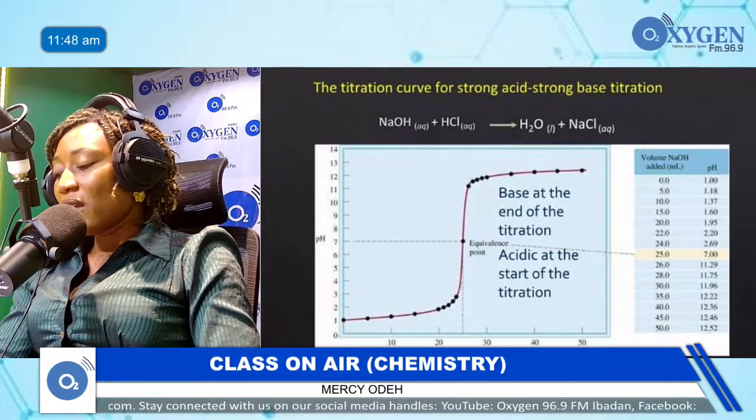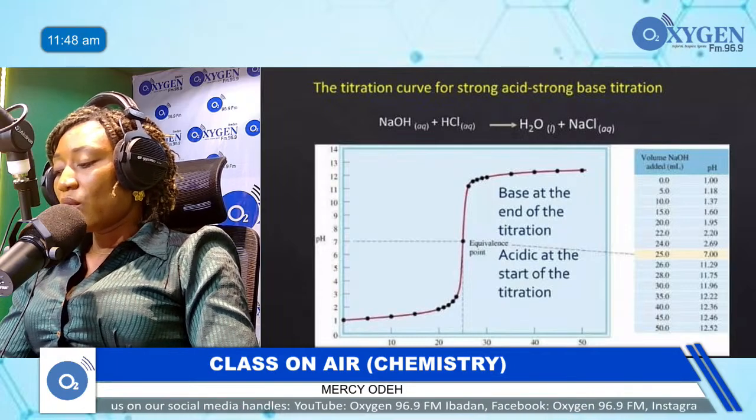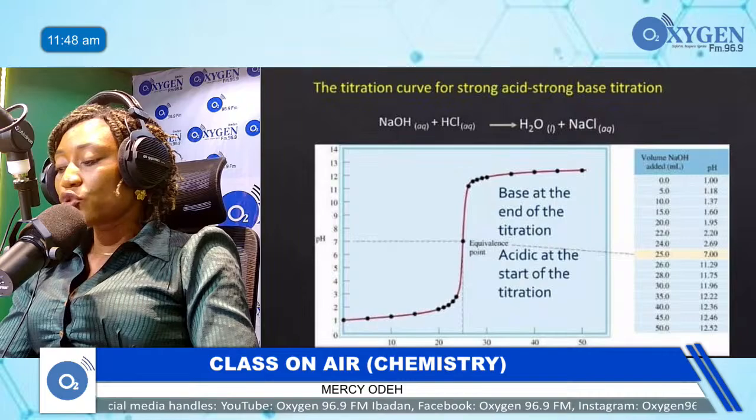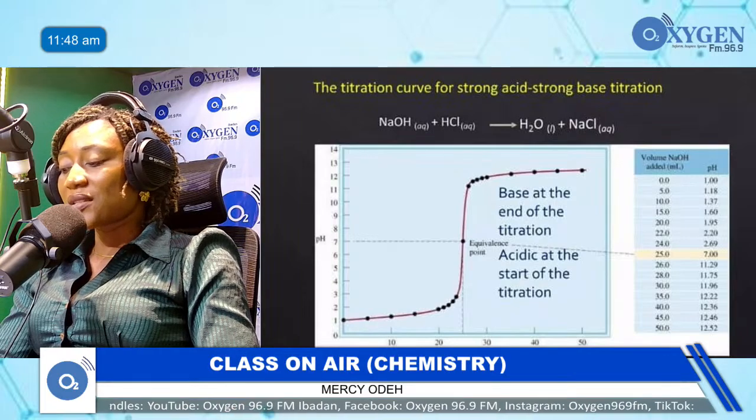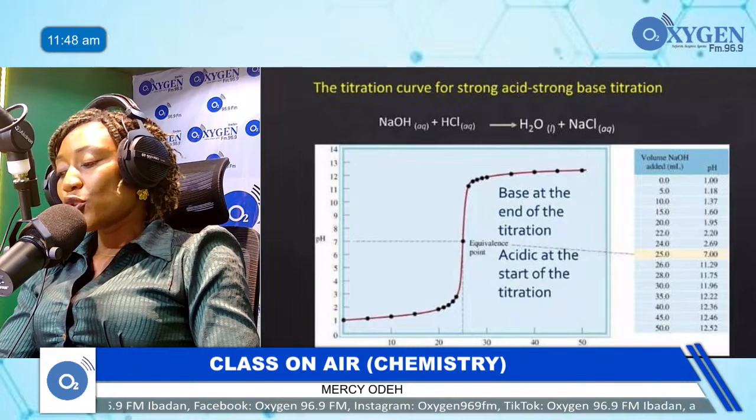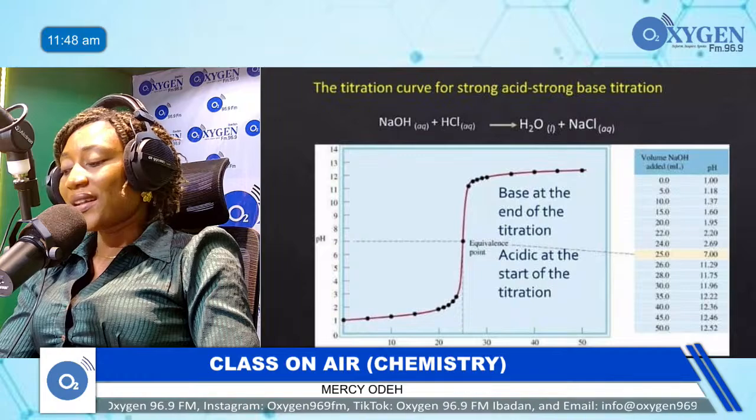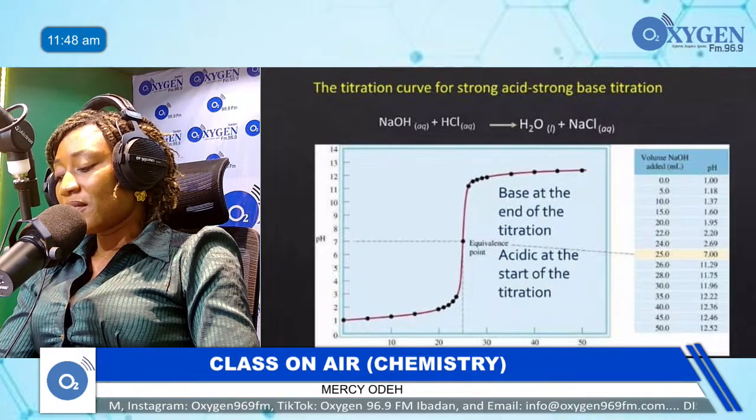Now, for this curve, you will see that the example of the acid used here is a strong acid. We have hydrochloric acid and we have a strong base, sodium hydroxide. Then we have H2O and NaCl.